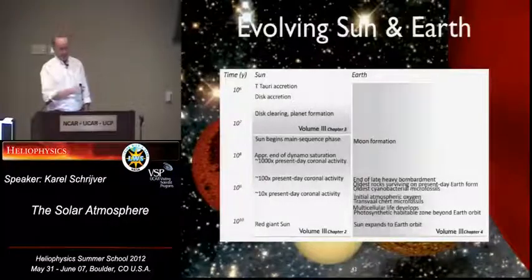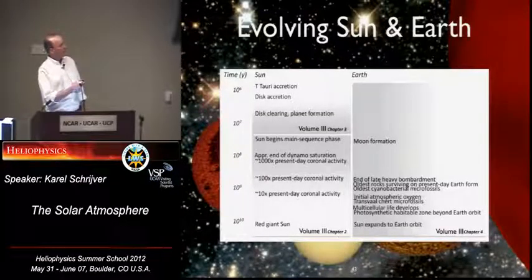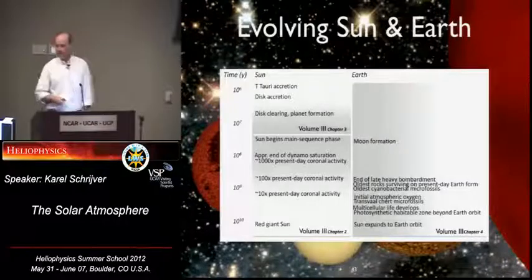And if you wanted to know more about the timelines of these things and what it means for the habitability of the planet, look at Volume 3, Chapters 2, 3, and 4, which combines all these things.